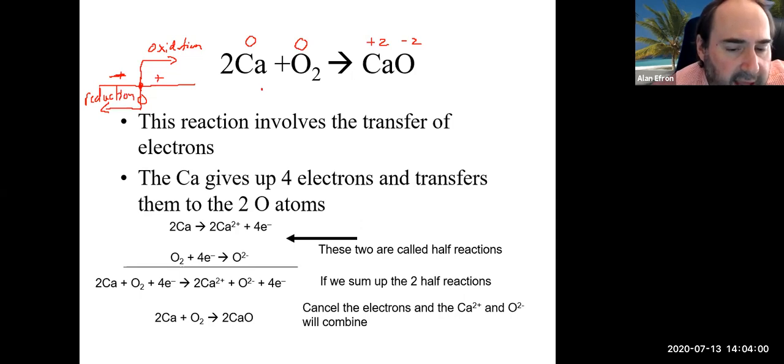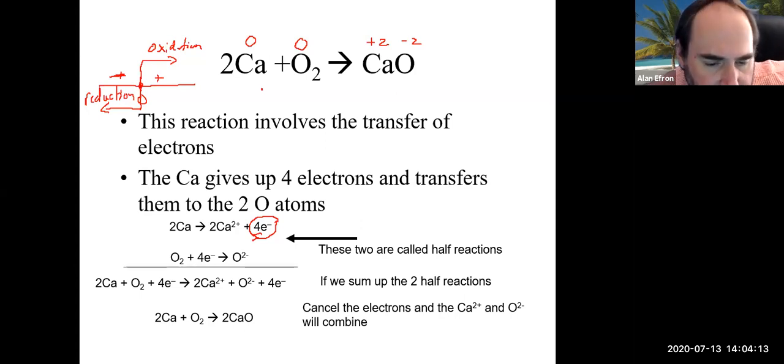Here again, when we have those half reactions, here's our calcium losing its electrons. It actually, in a balanced situation, loses 4 electrons, 2 per calcium, right? Which is why calcium is +2. And in terms of our oxygen, it gains those 4 electrons. These things always happen together. These oxidation and reduction reactions always happen at the same time.